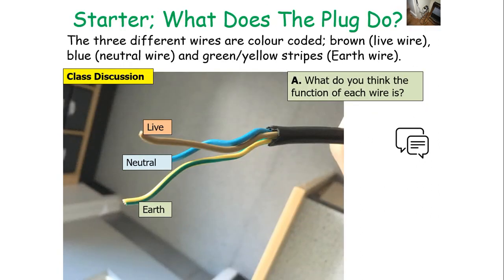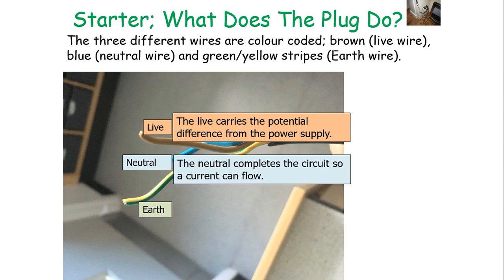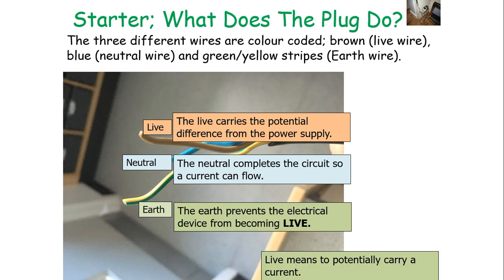Now, what is the function of each wire? Well, number 1, the live wire carries the potential difference from the power supply in the actual circuit, in the cable. The neutral wire completes the circuit so current can flow, because current can only flow in a complete electrical circuit, and the earth wire prevents the electrical device from becoming live. Now, in this instance, live means to potentially carry the current.